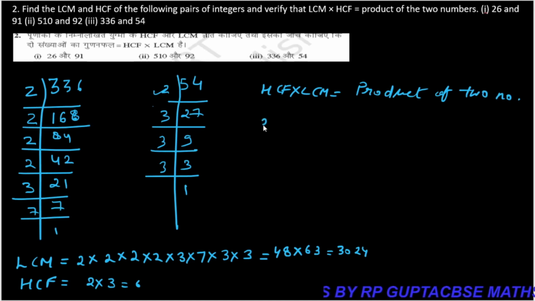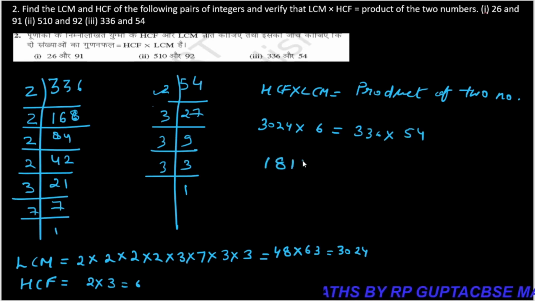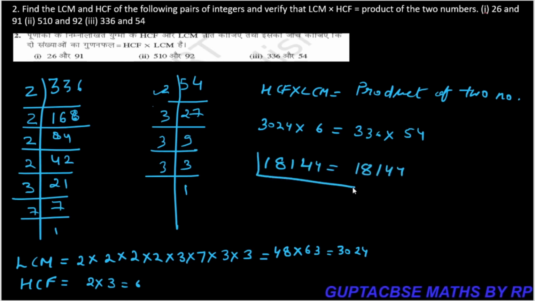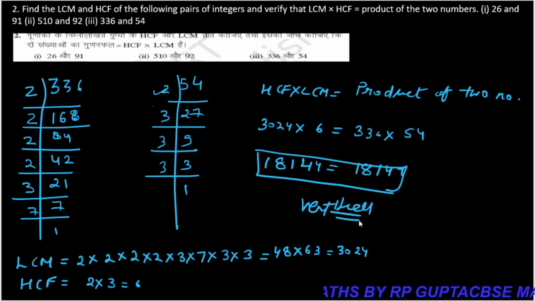So again, 3024 into 6 is equal to 336 into 54. So now I will do the multiply. It becomes 18144, and this one also becomes 18144. You can say LHS is equal to RHS, and it is verified. Again it is verified.